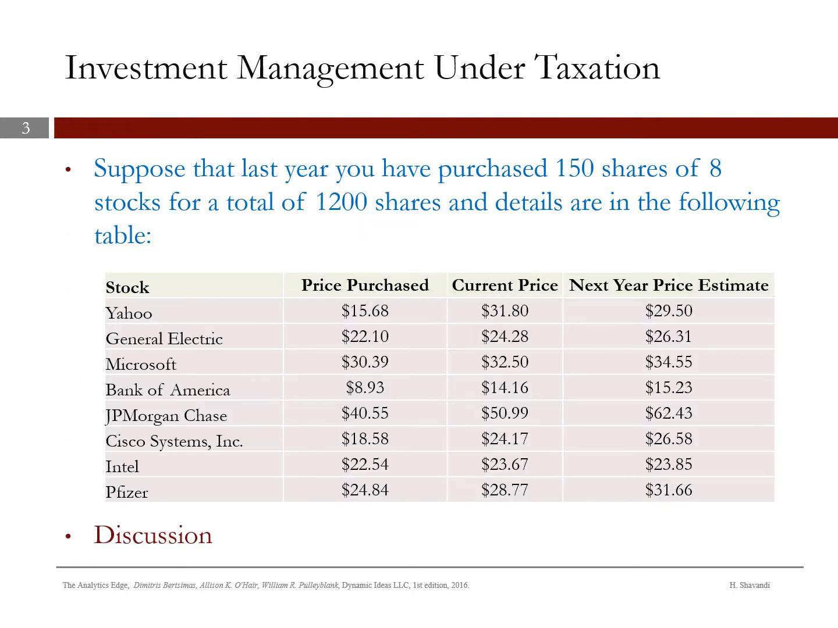Suppose that last year you purchased 150 shares of 8 stocks. So the same amount, 150, for 8 stocks. So now you have 1200 shares in total, right? And this is the list: Yahoo, General Electric, Microsoft, Bank of America, JP Morgan, Cisco Systems, Intel, and Pfizer. Here we have the purchase price. So this is the price at which you purchased the stocks, and this is the current price. So if you're going to sell a part of these stocks, this price would be the selling price.